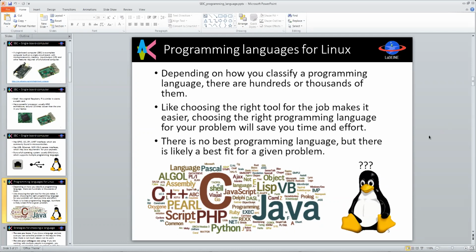Depending on how you classify a programming language, there are hundreds or thousands of programming languages, and that makes it a little bit difficult to choose. Choosing the right tool for the job makes the job easier. Choosing the right programming language for your problem will save you time and effort. That's why I think it's important to think a little bit before choosing. There is no single best programming language. I cannot give you a single name, but there likely is a best programming language for your problem, for your application. That's what I'm going to try to help you find out.